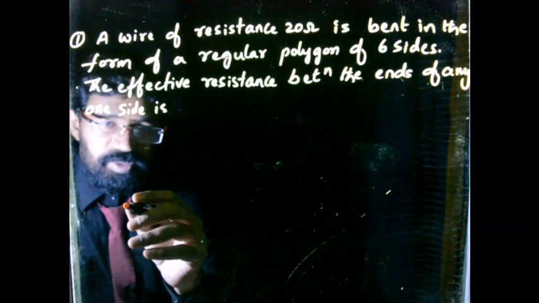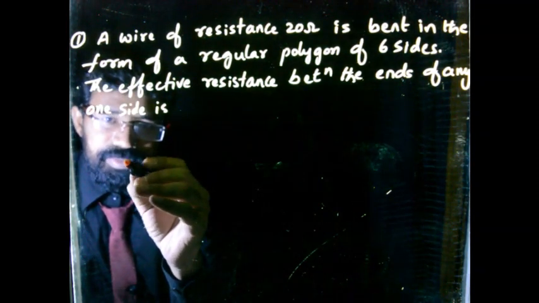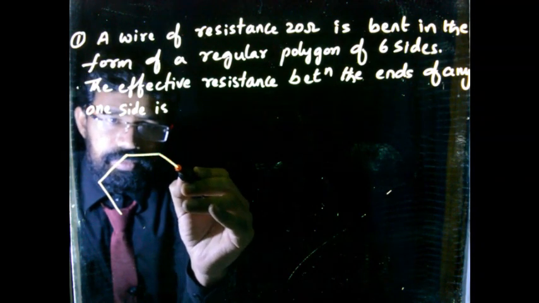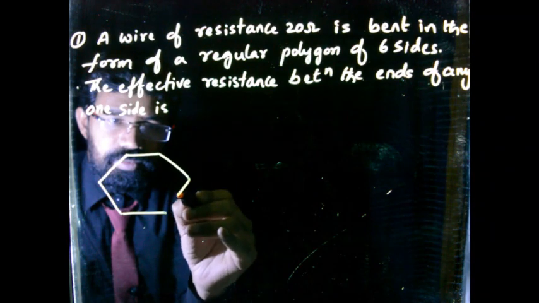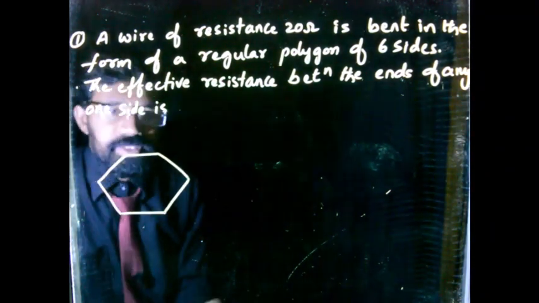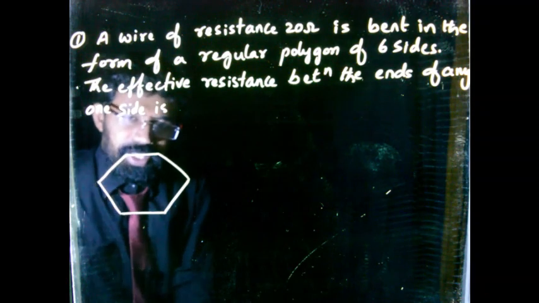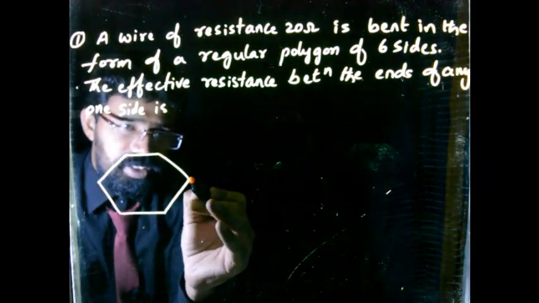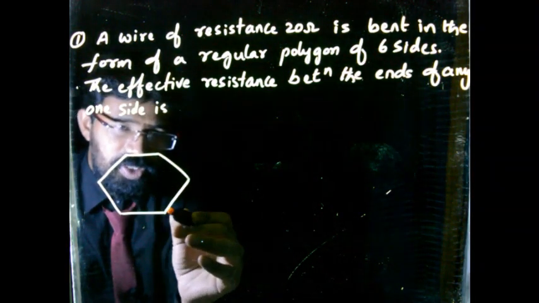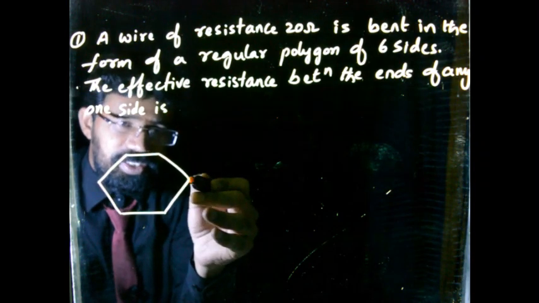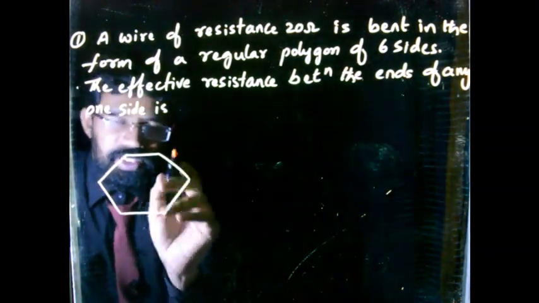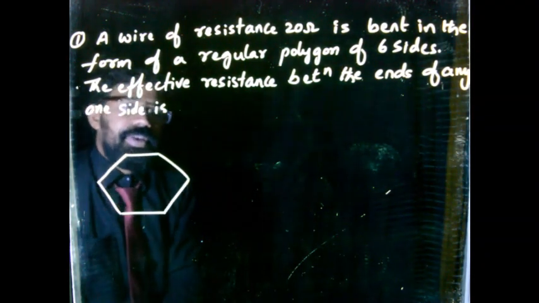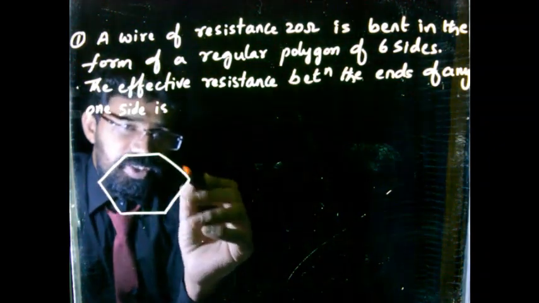Let me first construct a hexagon. Regular polygon in the sense all sides are of equal length. If side lengths are equal, this entire 20 ohm wire, let us say the wire's starting point is this one, like this you have bent it, and the other end of the wire is connected here. So now we have a regular polygon of 6 sides, a hexagon, each side is of the same length. Then what is the resistance of each side?